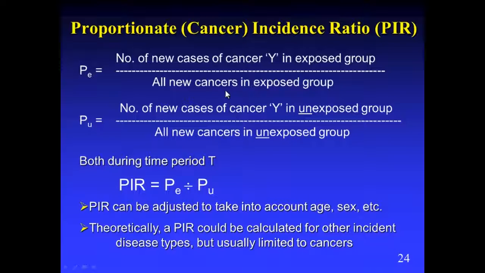If we can identify an exposed group and an unexposed group, we calculate the proportion of new cases of cancer Y, whatever cancer Y may be, in the exposed group, and divide it by the proportion in the unexposed group. So the proportionate incidence ratio is simply the proportion of cancer cases in the exposed group divided by the same proportion in the unexposed group.